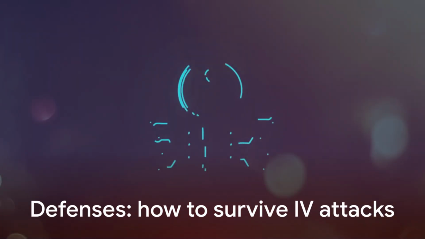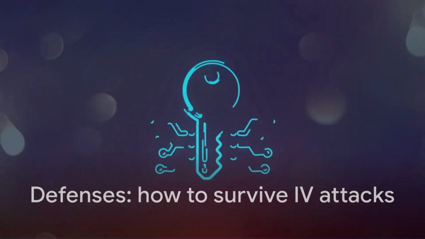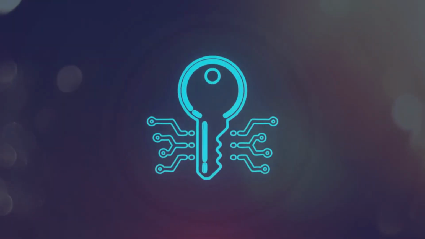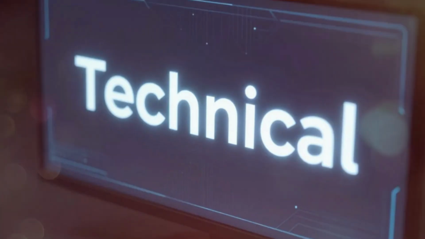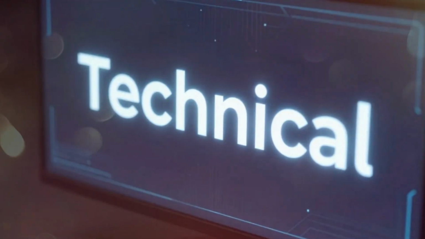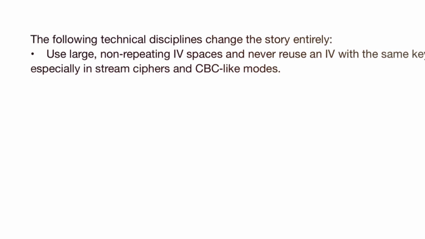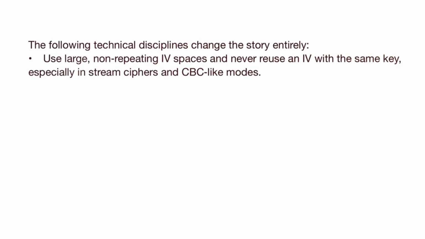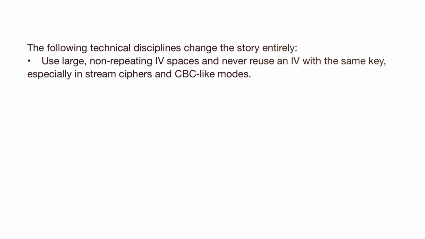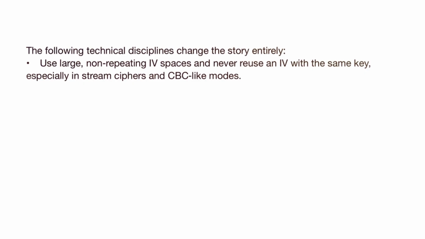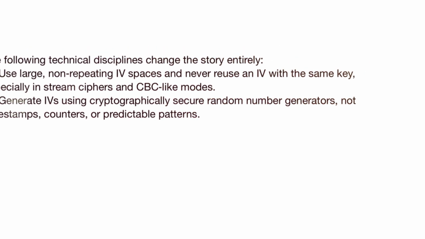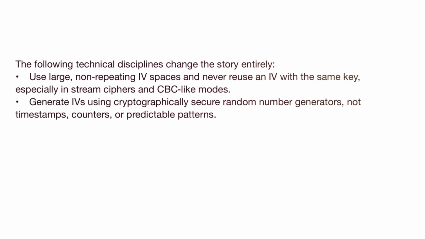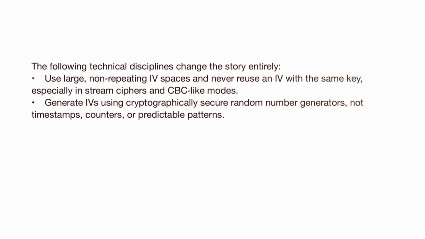To defend against IV attacks, systems must treat IVs as seriously as keys, even though they are not secret. The following technical disciplines change the story entirely. Use large, non-repeating IV spaces and never reuse an IV with the same key, especially in stream ciphers and CBC-like modes. Generate IVs using cryptographically secure random number generators, not timestamps, counters, or predictable patterns.